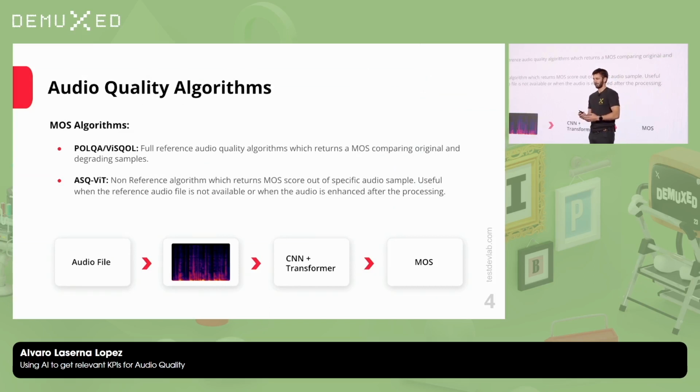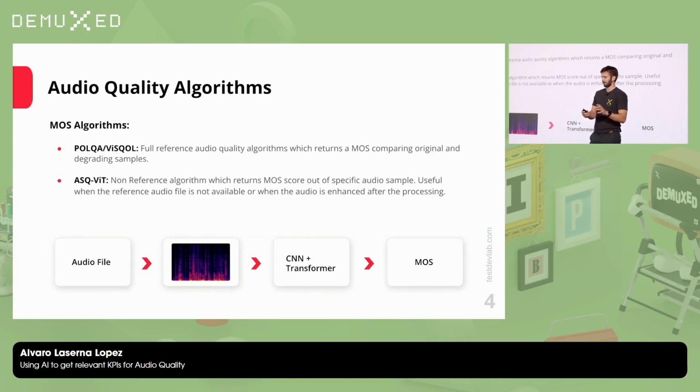Here we have 3 different algorithms that at Tesla Lab we use quite often. Two of them are POLQA and ViSQOL. If you know anything about audio quality measurement assurance, you will know these two. POLQA is a licensed tool that returns, among different things, a MOS score that goes from 1 to 5, and it is a full reference algorithm. Full reference means it needs the reference sample to be compared with the degraded one. Both POLQA and ViSQOL, developed by Google, work in this way, so you always need the reference file to be able to get information.